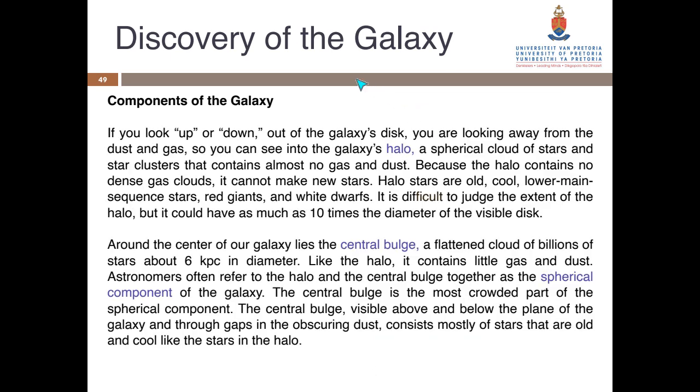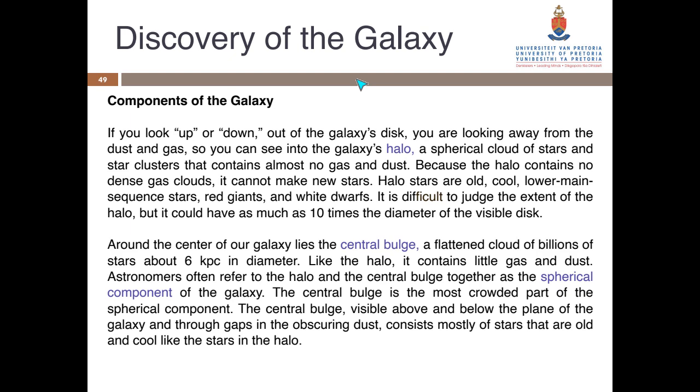If you look up or down out of the galaxy's disk, you're looking away from the dust and gas, so you can see into the galaxy's halo, the spherical cloud of stars and star clusters that contain almost no gas and dust. Because the halo contains no dense gas clouds, it cannot make new stars. Halo stars are old, cool, lower main sequence stars, red giants and white dwarfs. It is difficult to judge the extent of the halo, but it could have as much as 10 times the diameter of the visible disk.